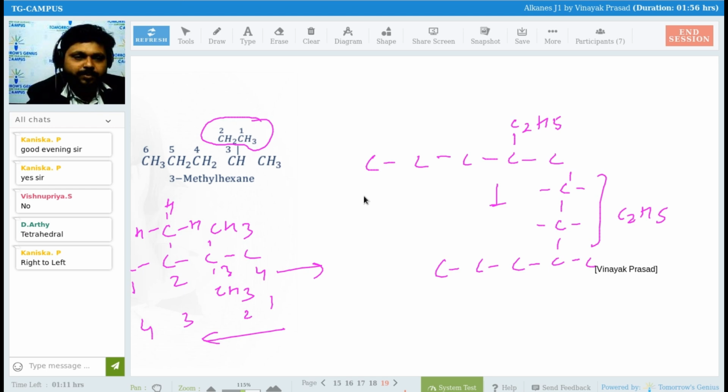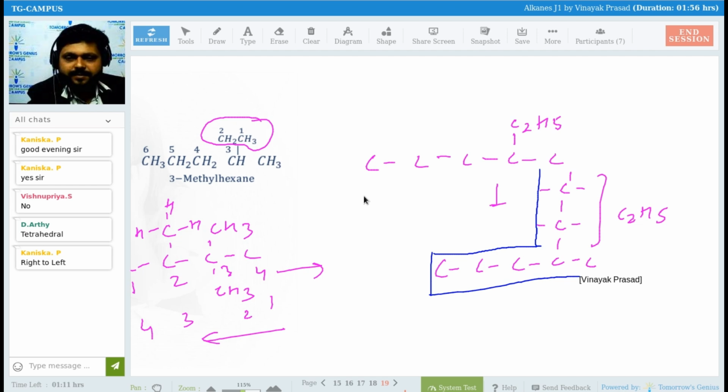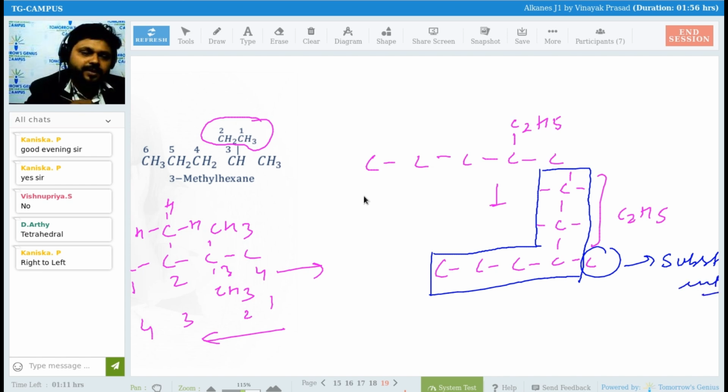Now again here there is a C. So what will be our main chain? This will be our main chain now. This would be our main chain, guys. And this will act as what? Substituent only. What do you say? Am I correct or not?